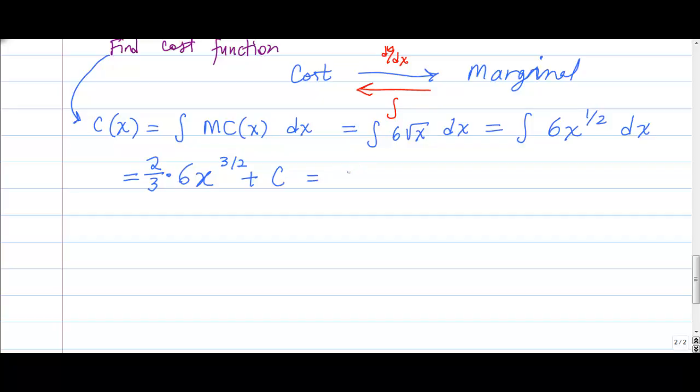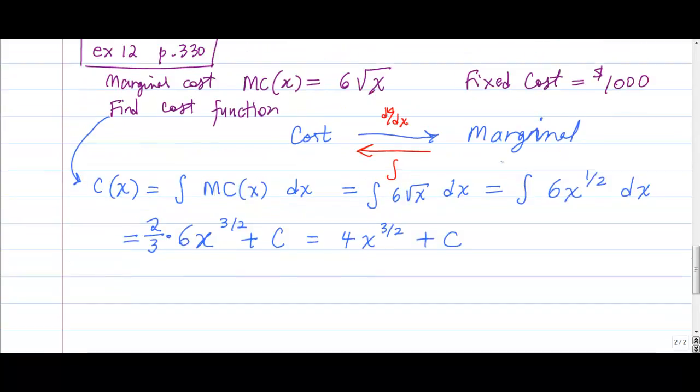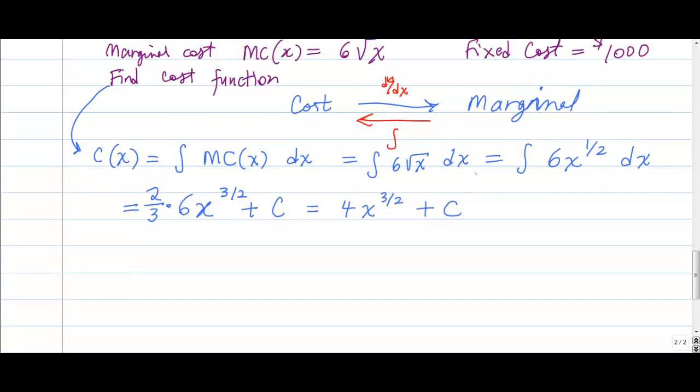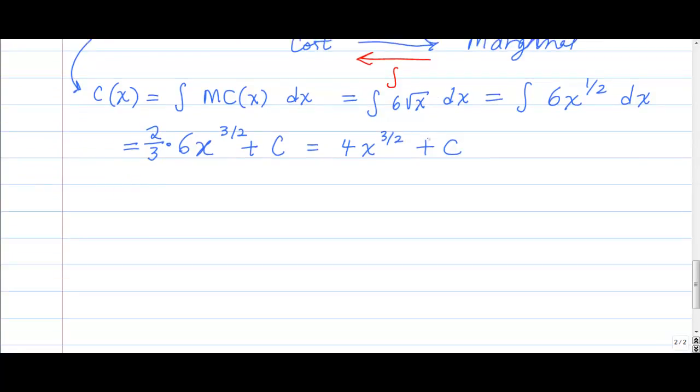So that gives me 6 over 3 is 2, times 2 is 4, x to the 3/2 plus c. Okay. Now we have to solve for that c. That's where the fixed cost comes in. The fixed cost is the cost when you're not producing anything, right? So when I'm not producing anything, that means x is 0. So for fixed cost, x is 0, y is 1,000. That's what they told me, right?